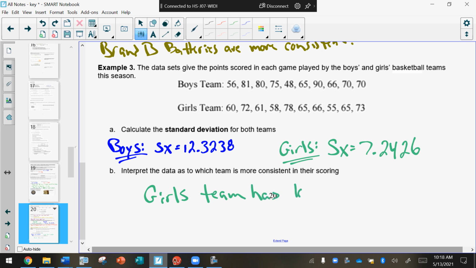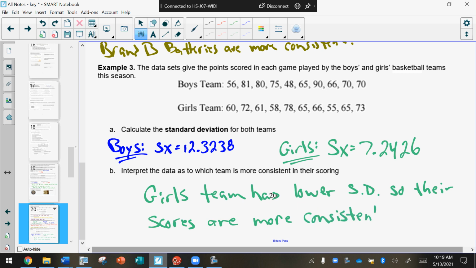The girls team has a lower standard deviation, so their scores are more consistent. More often the same. Okay, that means they have less variability and more consistency.